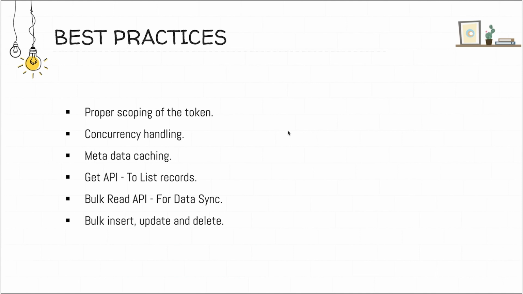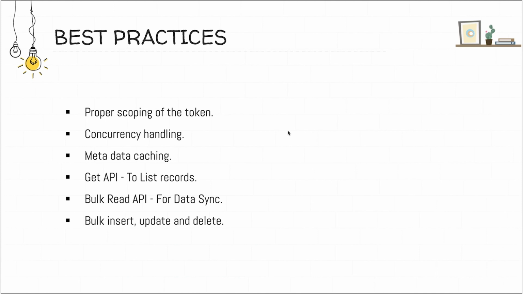Some of the best practices of using API 2.0 would be to provide proper scoping of the token. Since it is a security measure, you should make the most out of it. Create access tokens only for the specific scopes that you require. And concurrency handling: you could regulate your API limits based on the number of concurrent users for the application, which saves you a lot of your credits.